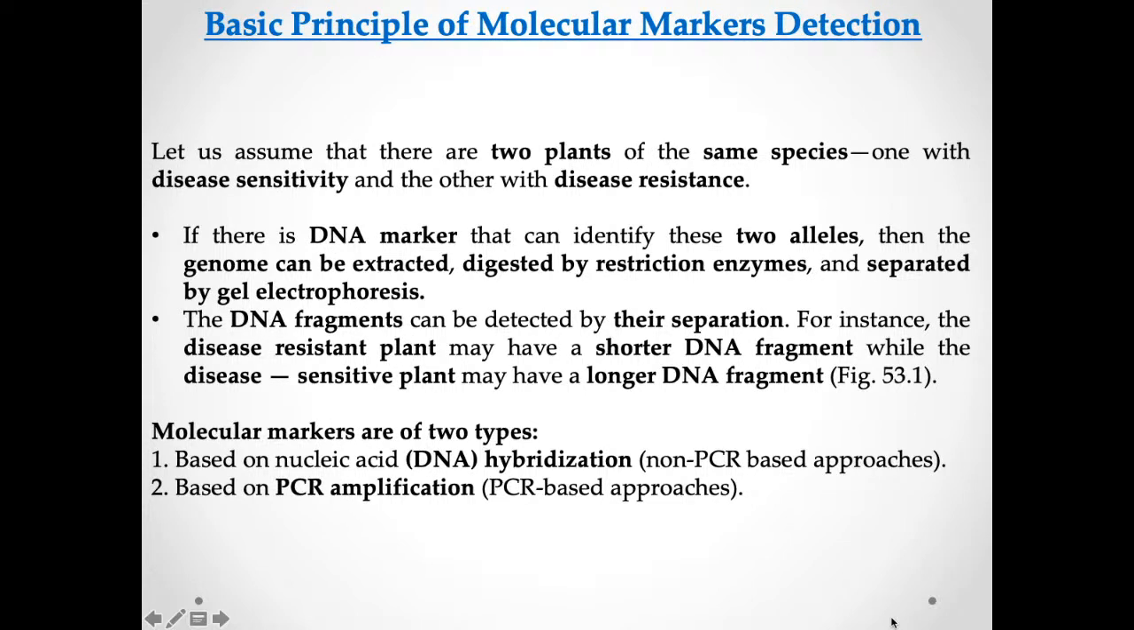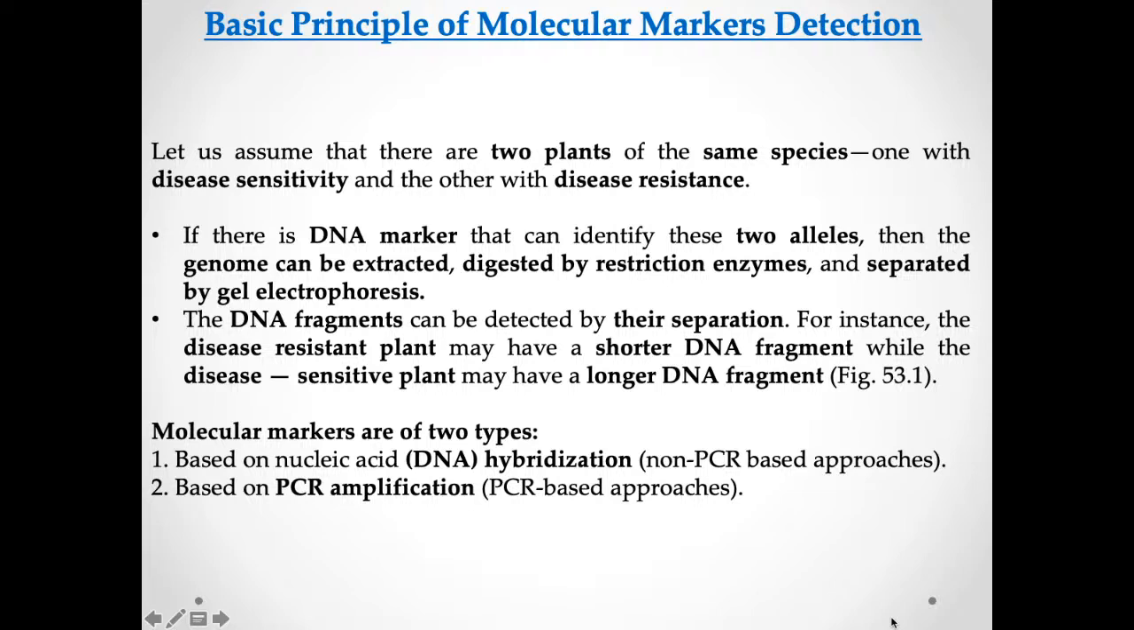So let us assume that there are two plants of the same species, one with disease sensitivity and the other with disease resistance. If there is a DNA marker that can identify these two alleles, then the genome can be extracted, digested by restriction enzymes, and separated by gel electrophoresis, and the DNA fragments can be detected by the separation. For instance, the disease resistant plant may have a shorter DNA fragment, while the disease sensitive plant may have a longer DNA fragment. So molecular markers are actually of two types.